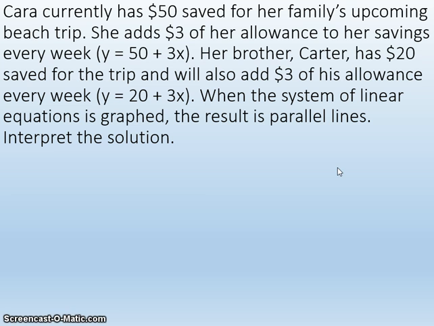So the first one is, Kara currently has $50 saved for her family's upcoming beach trip. She adds $3 of her allowance to her savings every week. Her brother Carter has $20 saved for the trip, and he will also add $3 of his allowance every week. So y equals 20 plus 3x. When the system of linear equations is graphed, the result is parallel lines.